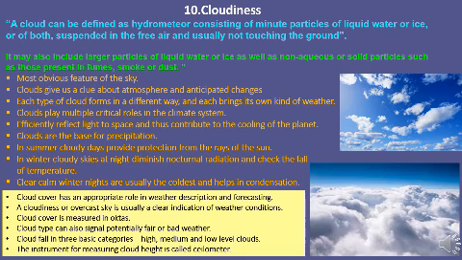Clouds are the most obvious feature of the sky and give a clue about the atmosphere and anticipate changes. Each type of cloud forms in a different way and each brings its own kind of weather. Clouds play multiple critical roles in the climate system and efficiently reflect light to space and thus contribute to the cooling of the planet, and clouds are the base for precipitation.